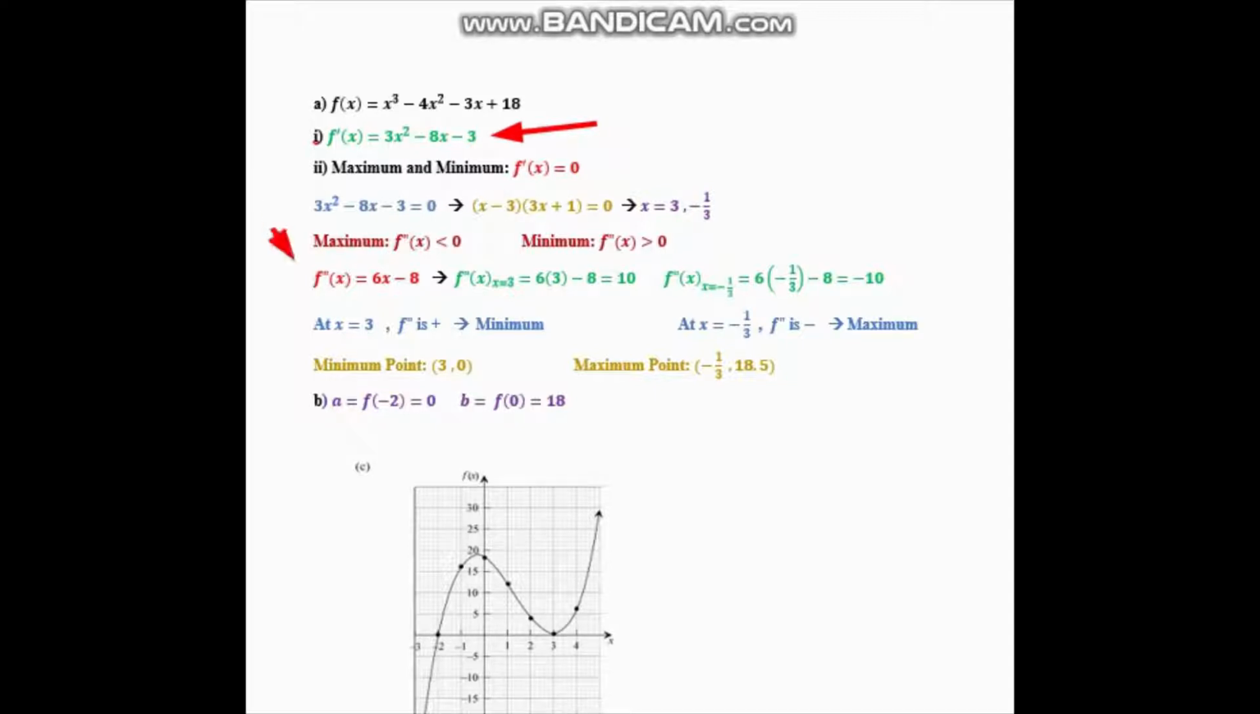So f double dash is 6x minus 8. And I shall then plug in each x value to see whether f double dash is positive or negative. When x equals 3, f double dash is positive 10, or any positive value. Hence, this is a minimum point. When x equals negative 1 over 3, f double dash is negative. Hence, this is a maximum point. Hence, at x equals 3, we have a minimum, and at x equals negative 1 over 3, we have a maximum point.